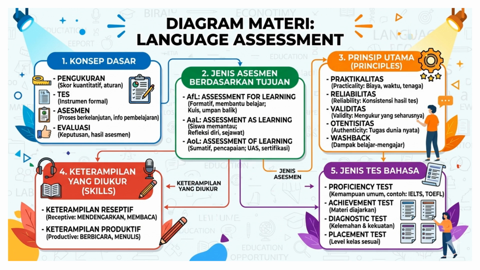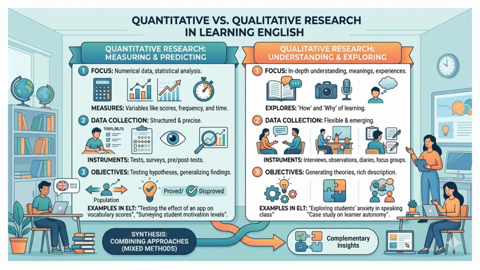Basic concepts include measurement, tests, assessments, and evaluation. Types of assessment based on purpose are assessment for learning, as learning, and of learning. Key principles include practicality, reliability, validity, and authenticity. The diagram also details the skills measured, like receptive and productive skills, and different types of language tests, such as proficiency and placement tests. This slide contrasts quantitative and qualitative research in learning English.